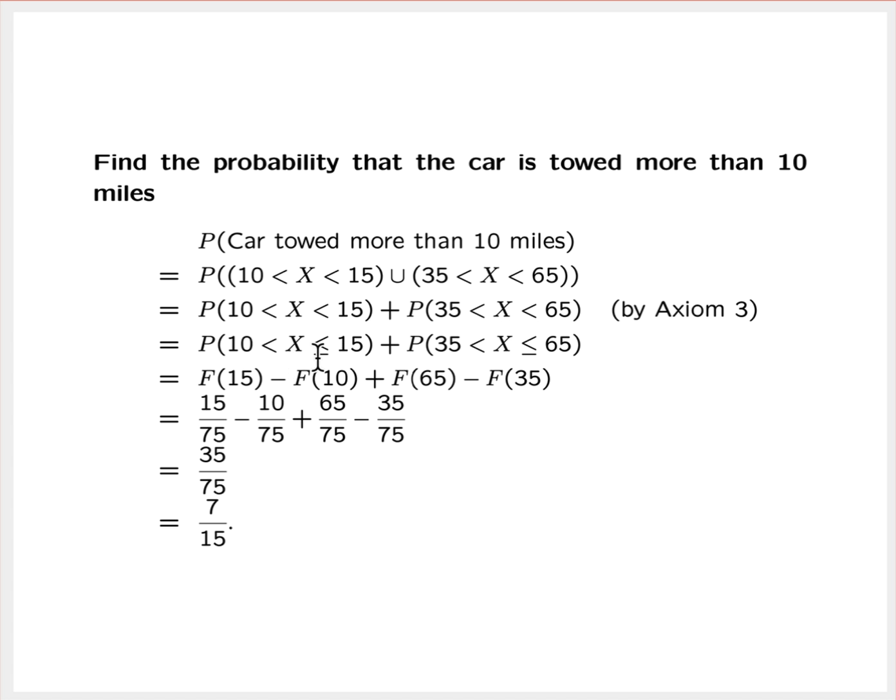The reason I want to do that is because it's very easy to calculate this probability using the CDF. This is just the CDF evaluated at the upper endpoint, 15, minus the CDF evaluated at 10. Likewise, the probability that x is greater than 35 but less than or equal to 65 is given by the CDF evaluated at 65 minus the CDF evaluated at 35. And so it becomes very easy to find this probability, and it turns out to be 7 over 15, which is just slightly less than 1/2.